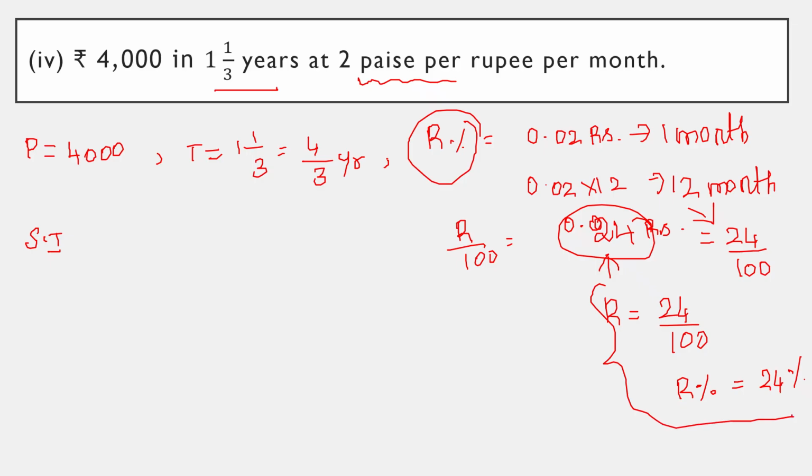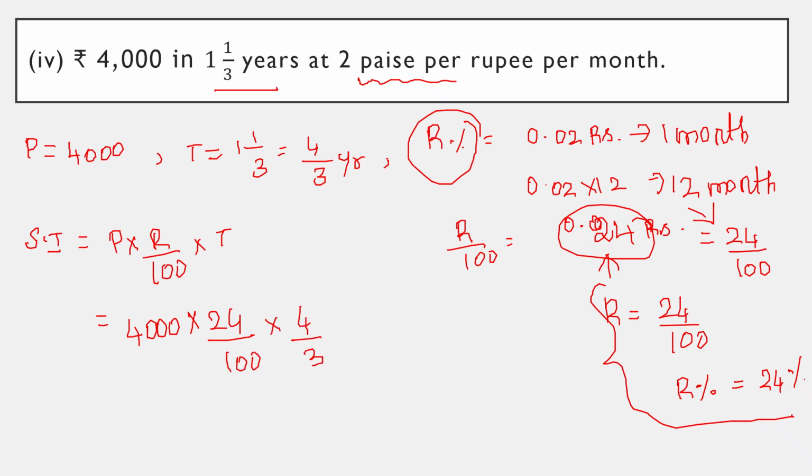Now we will substitute in the formula, which is P into R by 100 into T. What is our P? It's 4000. And what is our R? It's 24 by 100, into the time duration 4 by 3. Yes, now we can cancel over here. It goes 8 times, and these two zeros. Now we can calculate: 40 into 4 is 160, 160 into 8. So we will be getting 1280 as simple interest.